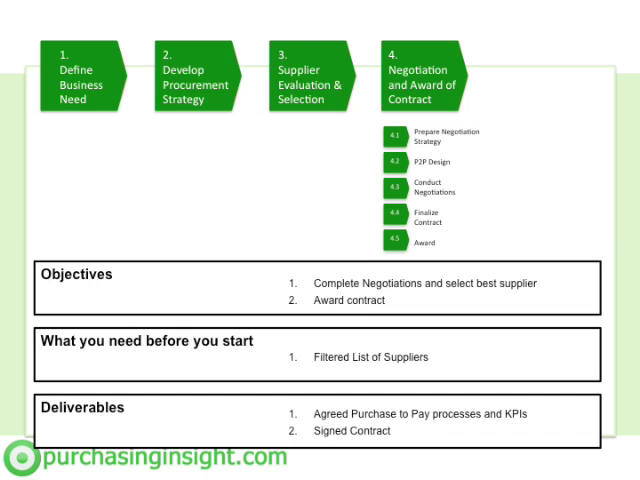Stage 4, negotiation and award of contract. The purpose of this stage is to complete negotiations and select the best supplier and to award the contract. Before you begin this stage, you need to make sure you've completed previous stages and in particular have the filtered list of suppliers with whom to negotiate. And at the end of this stage, you'll have an agreed set of purchase to pay processes and key performance indicators and a signed contract.